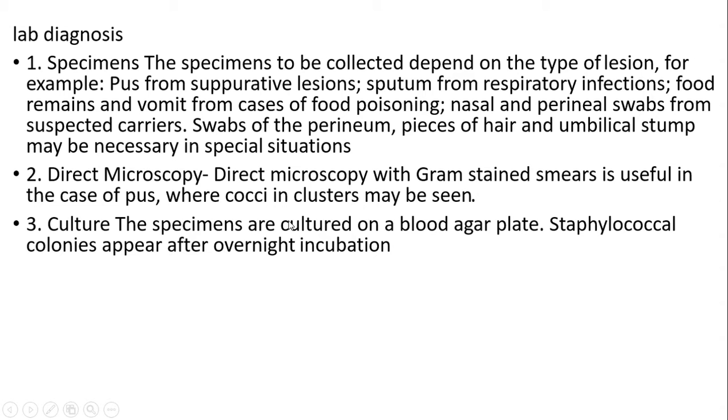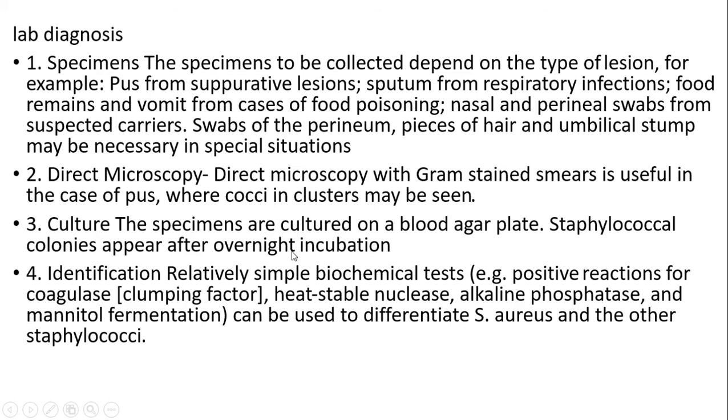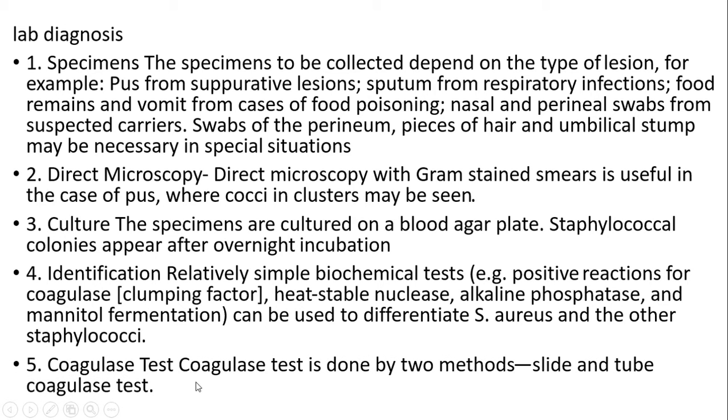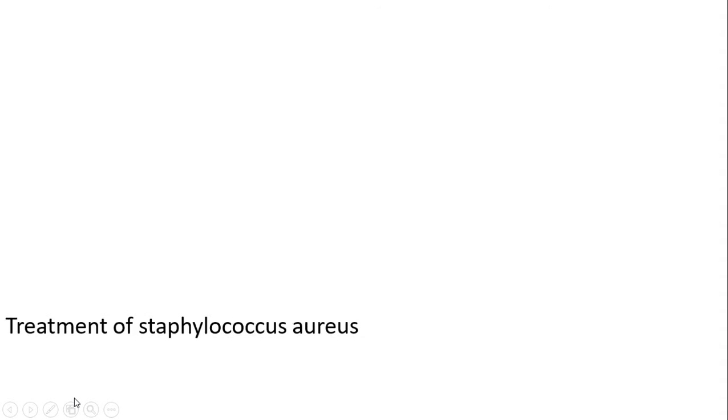Culture. The specimens are cultured on blood agar plate. Staphylococcal colonies appear after overnight incubation. Identification uses relatively simple biochemical tests. Positive reactions for coagulase, heat-stable nuclease, alkaline phosphatase and mannitol fermentation can be used to differentiate Staph aureus from other staphylococci. Coagulase test: the coagulase test is done by two methods, the slide and tube coagulase tests.